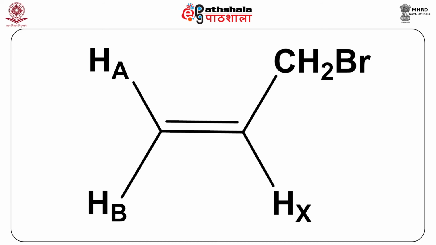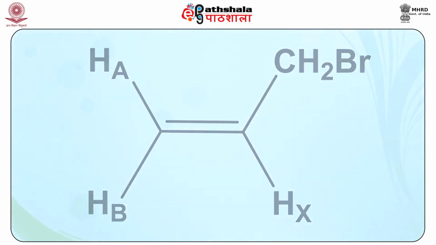Now, 3 multiplets due to HA, HB and HC merge into one another. The methylene protons can appear as a doublet due to coupling with HX. However, sometimes further splitting in this doublet may be observed due to small allylic coupling with protons HA and HB.